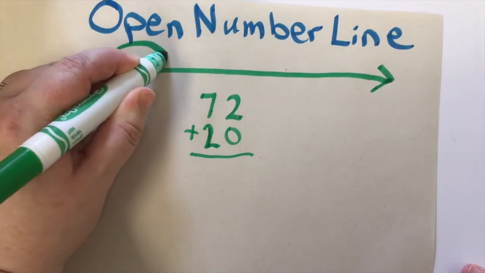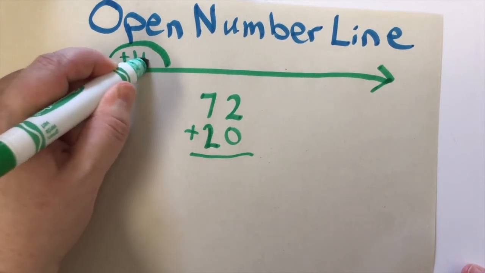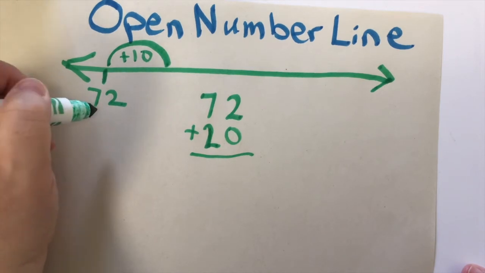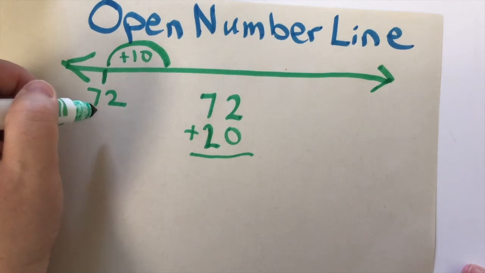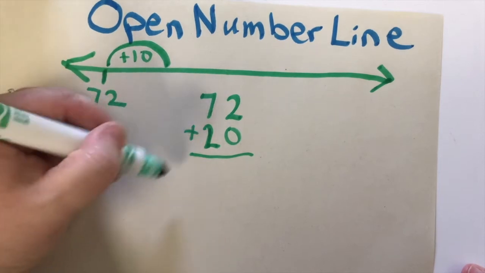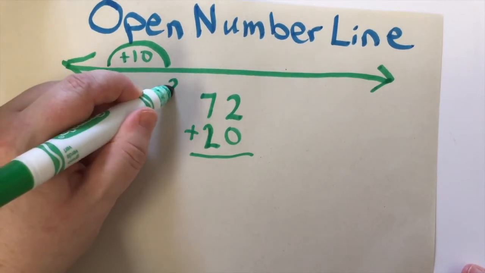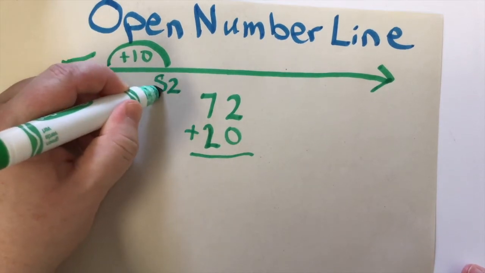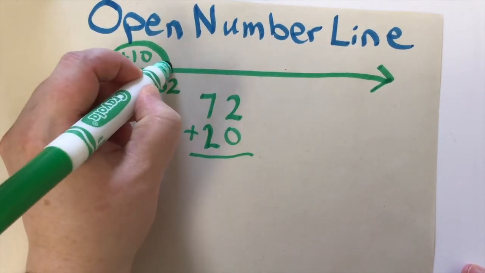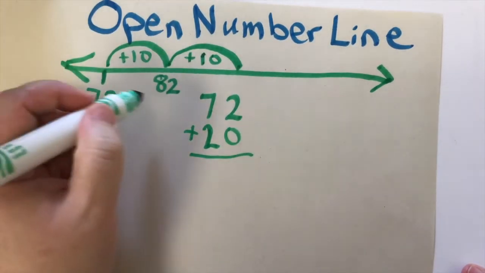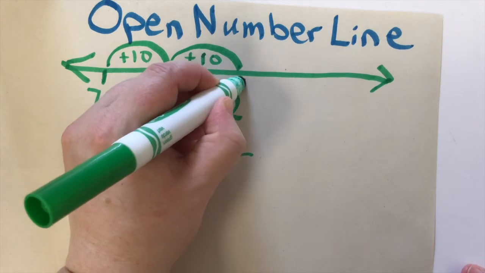So I make 1 jump, and that's plus 10. Now I know that when I add tens, I'm only changing the tens place. This is something that a lot of kids get stuck on. They think they have to change the ones place. But if it's in the tens place, the ones place stays the same. So 1 ten plus 7 tens, that's 8 tens. Then I'm going to make another jump because I need 2 tens, right? And now, instead of 82, I have 92.